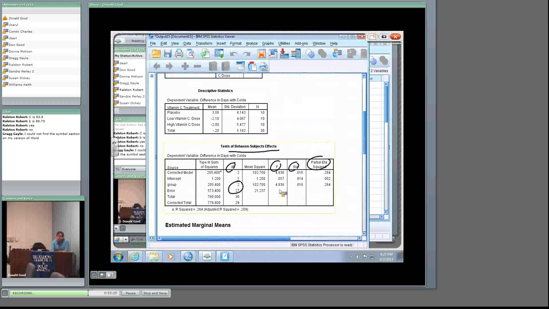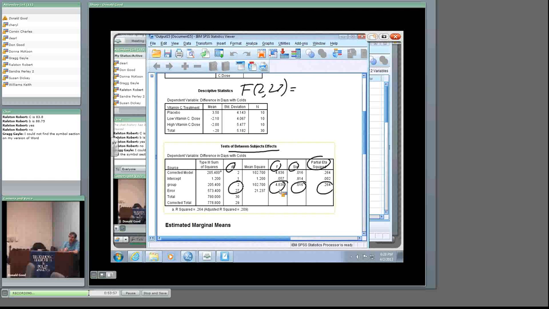Between and within, yes. So the 2 is the between. 3 groups minus 1 is 2. The 27 comes from 30 altogether minus 3 groups, or 9 degrees of freedom in each of 3 groups. So I'm going to write down somewhere F for 2 and 27 degrees of freedom respectively is equal to, again, the F value, and all these other values.